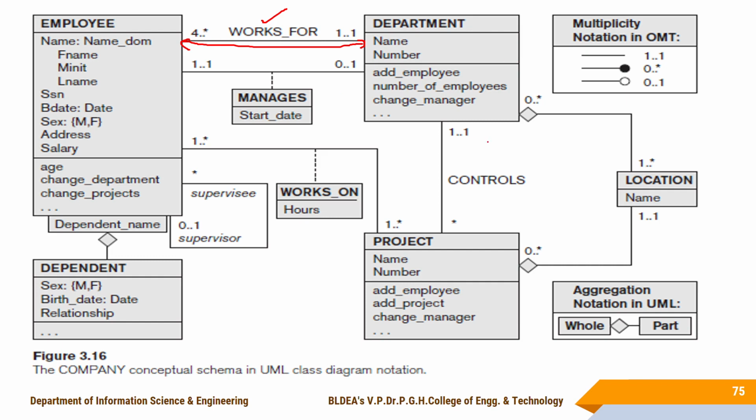And same thing here, this is the controls association, and here I use one more as a location. Actually in the ER diagram, location is a multi-valued attribute. So here, if there is a multi-valued attribute, you will take that as a separate class. In the UML class diagram, in the ER diagram location is one of the attributes, but here location is the name of the class, because it holds multiple values.